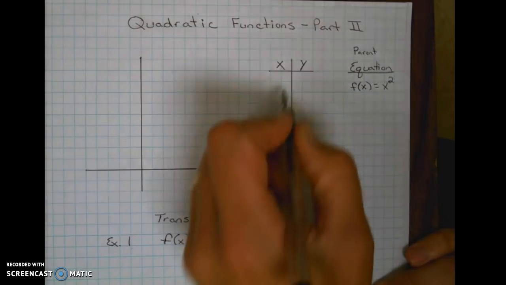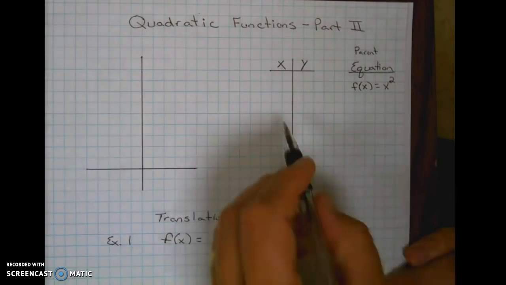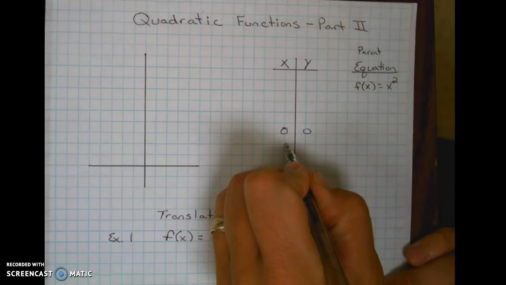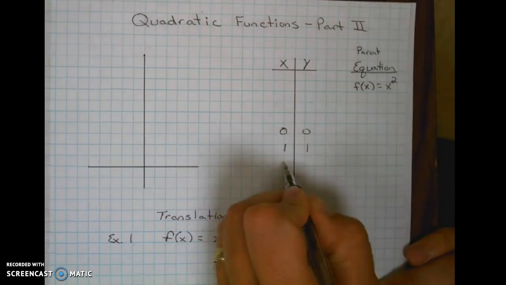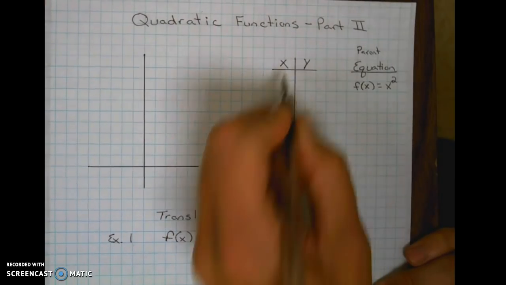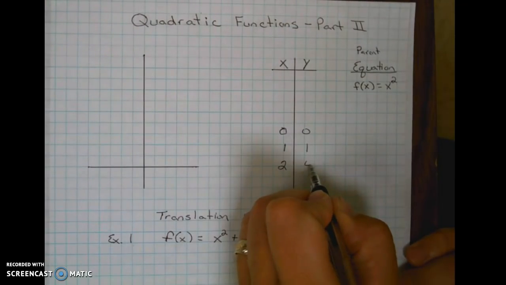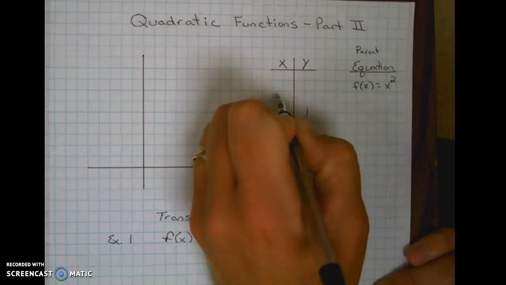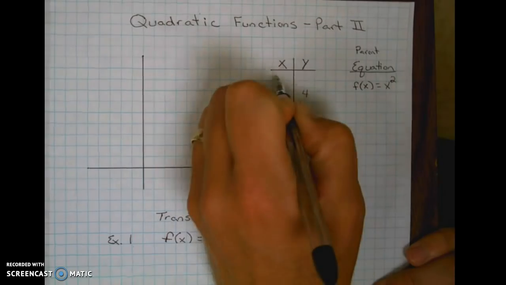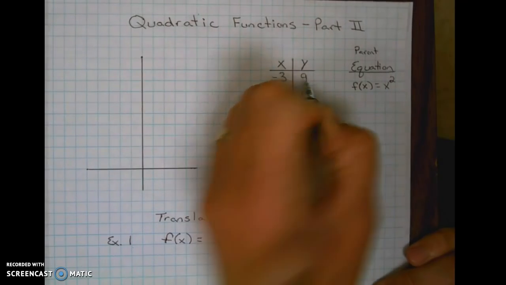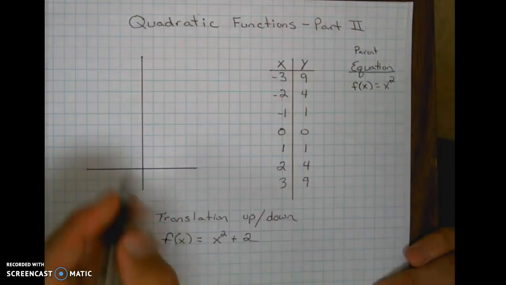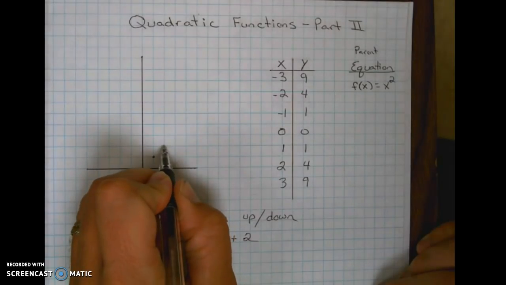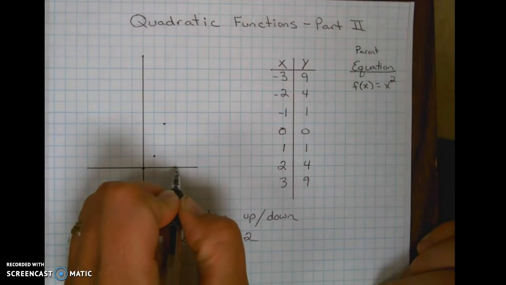And our parent again. We should know this by heart, guys. 0, 0 squared is 0. 1, 1 squared is 1. 2, remember x is input, input 2, 2 squared is 4, and so on. And when we plotted these points, we plotted 0, 0. 1, 1, 2, 4, 3, 9.